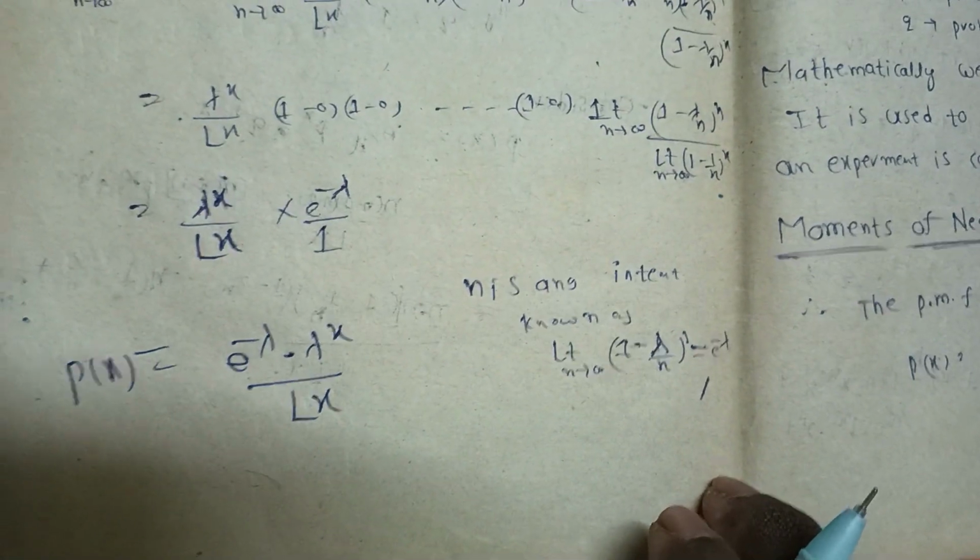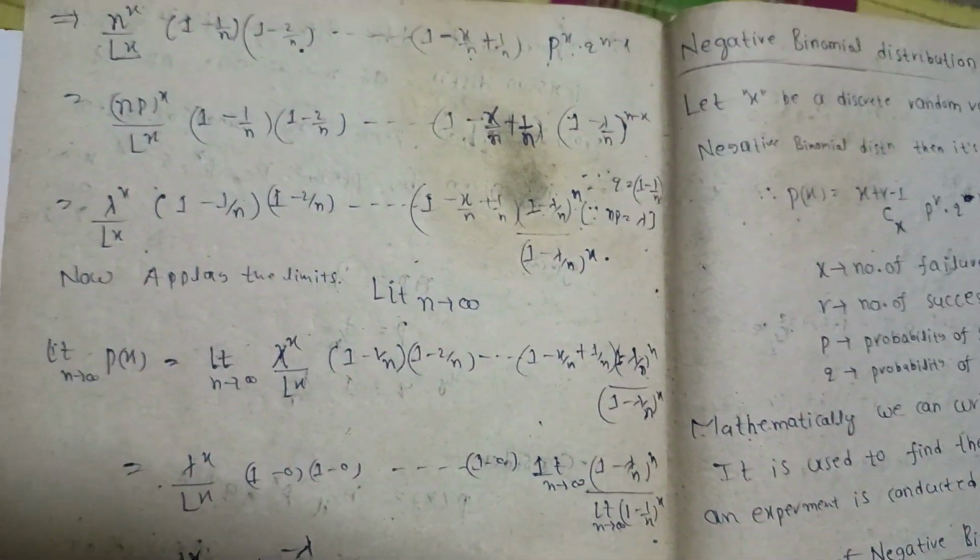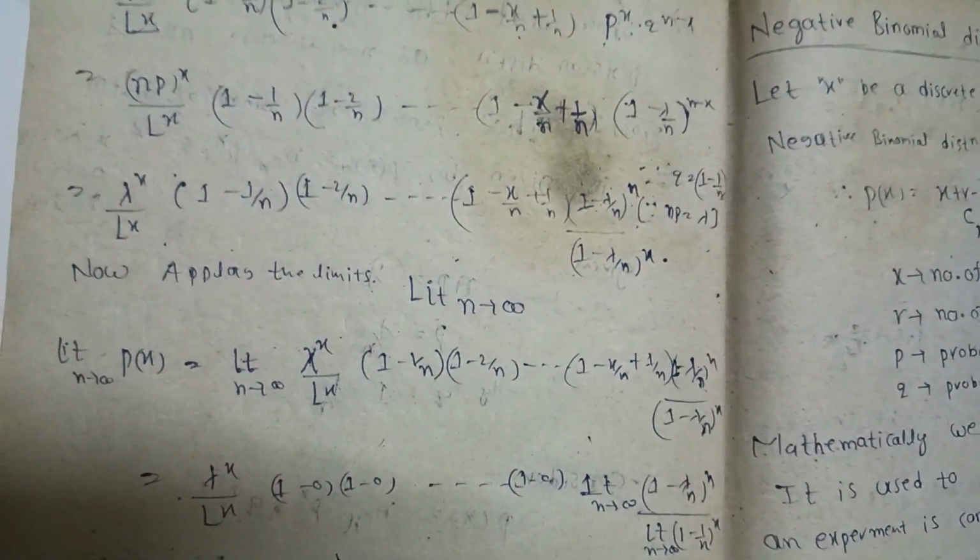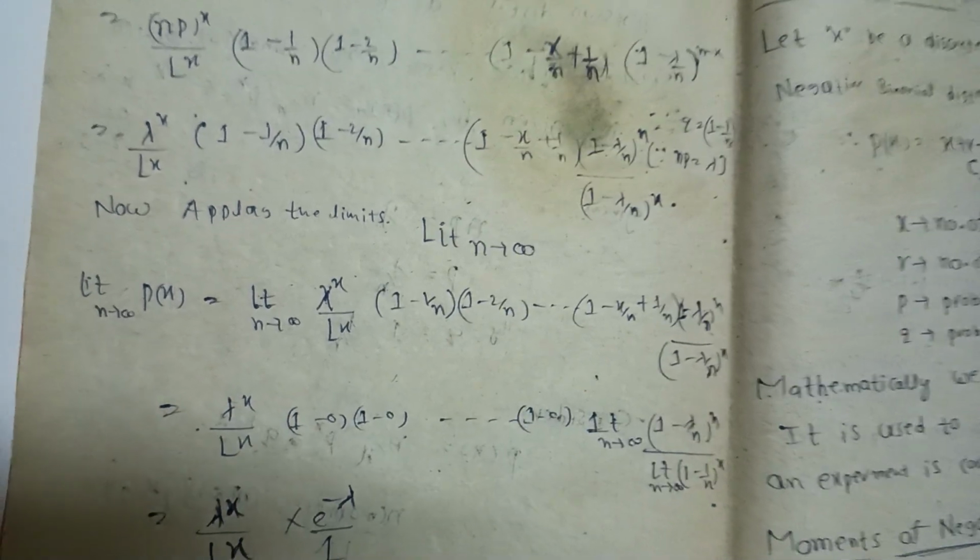Okay, this is a very important relation for the Poisson conversion from the binomial distribution.